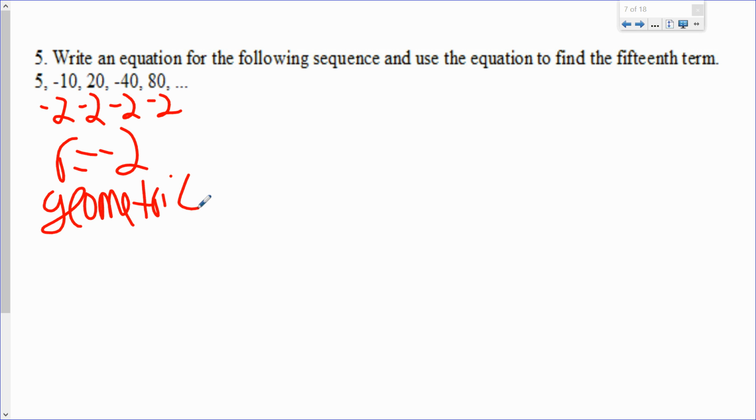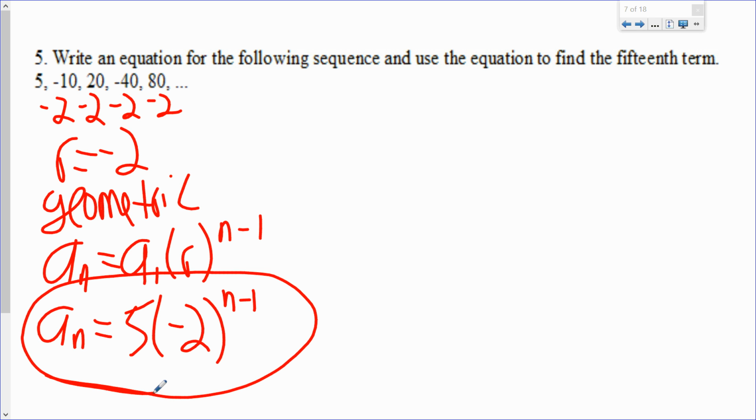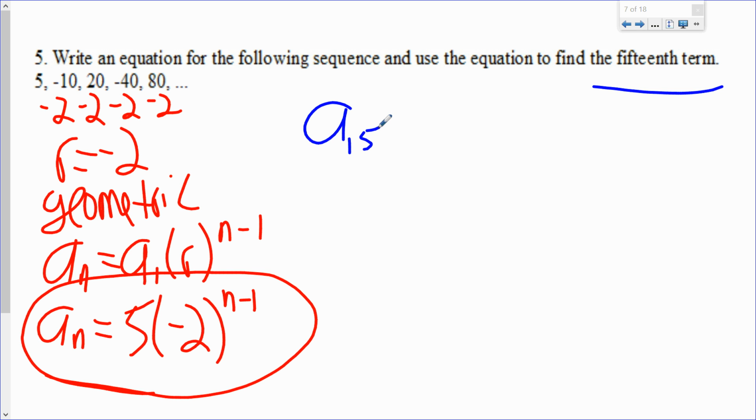So now that I have that, I want you to pause it, complete the problem, and again, that's the geometric formula that's given to you, and then unpause. So pause, complete the problem, unpause. Now that you completed the problem on your own, I will go over it. a_1 is 5, r is negative 2, n minus 1 stays n minus 1. For geometric, there's nothing algebraically to do. You're done. Now, the follow-up question, it wants the 15th term, so I'm going to replace n with 15.